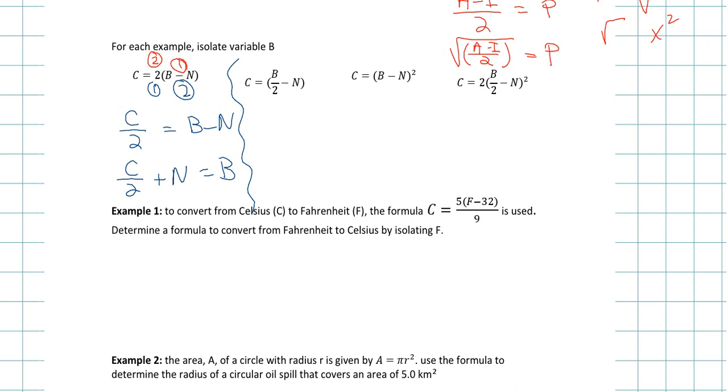Do I need that bracket that I have in the second question where C equals B over 2 minus N? Do I need that bracket? Is it needed? No, right? It doesn't make any difference. So pretend that there's no brackets there.